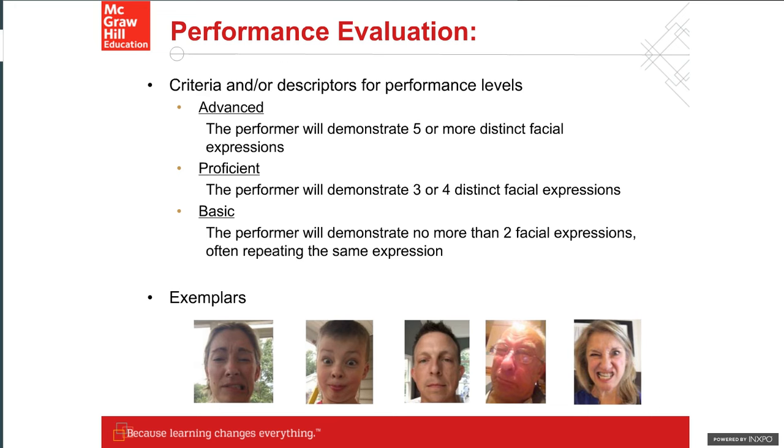The performance evaluation would include, what would be that criteria by which you would evaluate your performance? What are the levels of performance? In this case, an advanced performer would demonstrate 5 or more distinct facial expressions, whereas a basic might just show no more than 2 and often repeating the same expression. Then you may have some additional exemplars that would further help you define and represent the criteria. And you see here some exemplars from other members of my family. They would probably die if they knew I just put their silly faces on this. Okie doke.